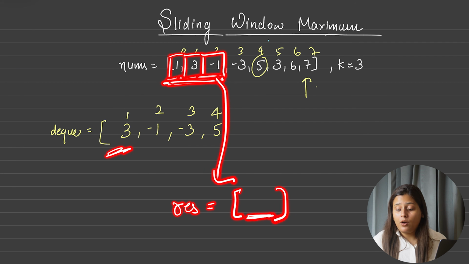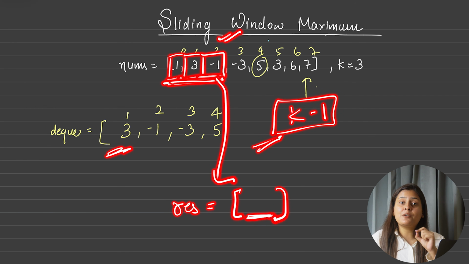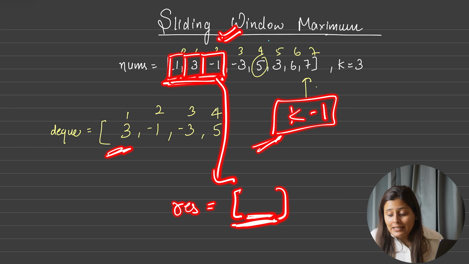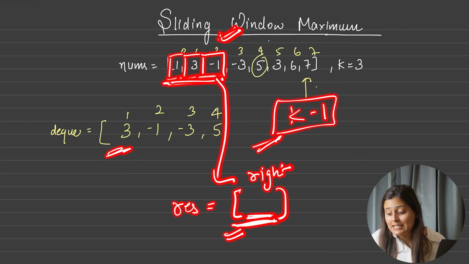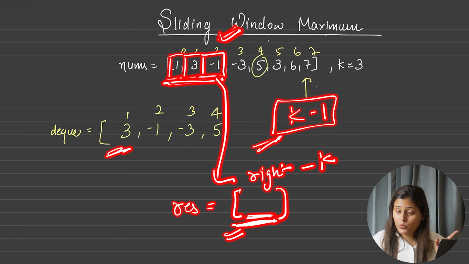Okay. But when we are hitting this k minus 1 index, then only start putting in the resultant answer. But at what index? When your right index is at 2, you are inserting at the 0 index in the resultant array. So it will be whatever the right index is, which is 2, minus k, which is 3. So total -1, but it should be 0. So hence +1 for this.